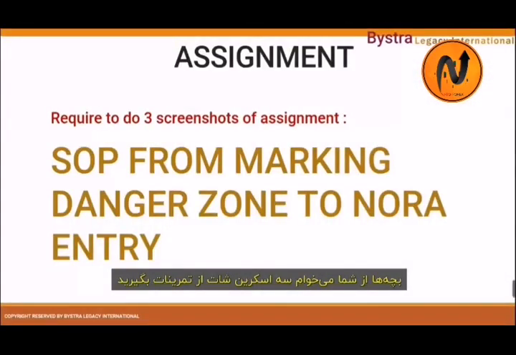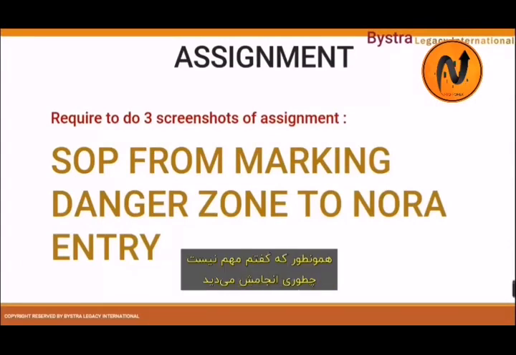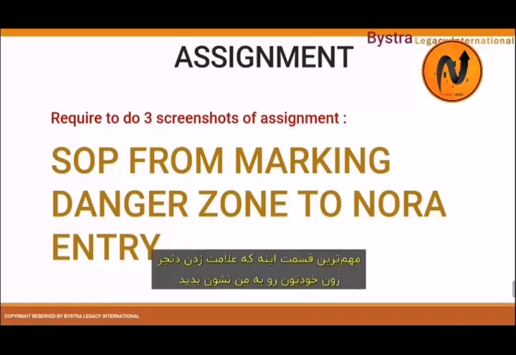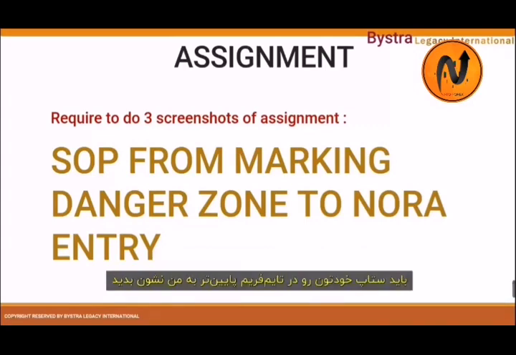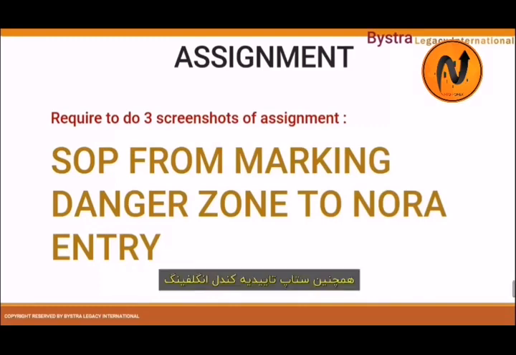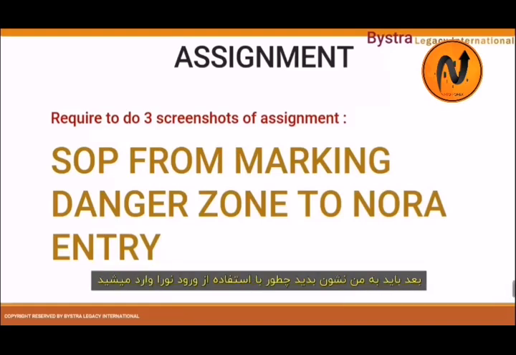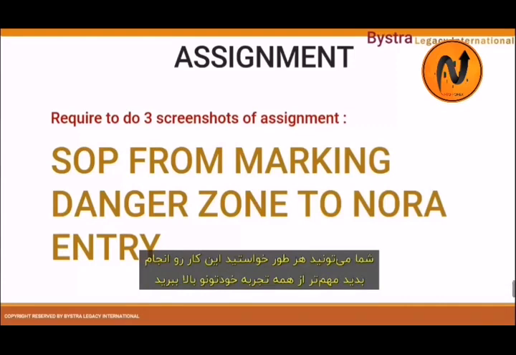Guys, I require you to do 3 screenshots of assignment. So like I said, it doesn't matter how you want to do it. The most important part is that you show me your danger zone marking. Then you have to show me the confirmation of rejection. You have to show me the setup in the lower time frame, the setup of confirmation in the engulfing candle body, and then you have to show me how you are going to enter using the Nora entry. Okay, I want you to do 3 of it. You can do however you want. Most important, you can do your story.